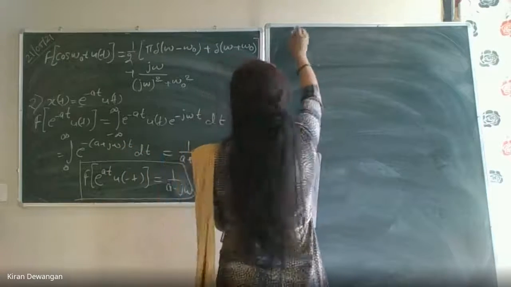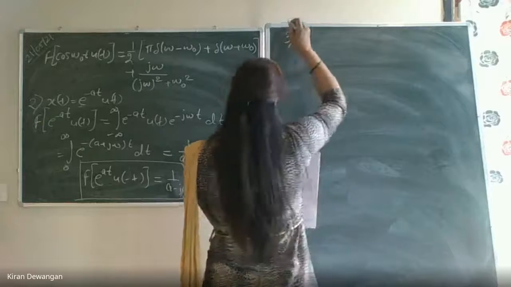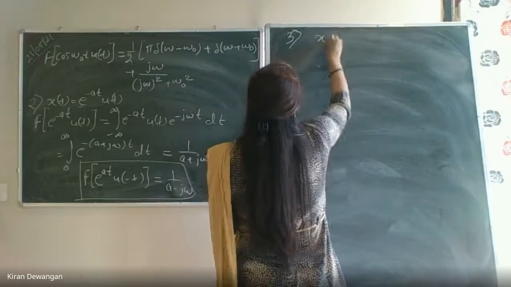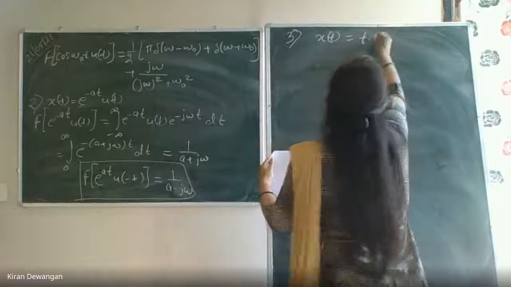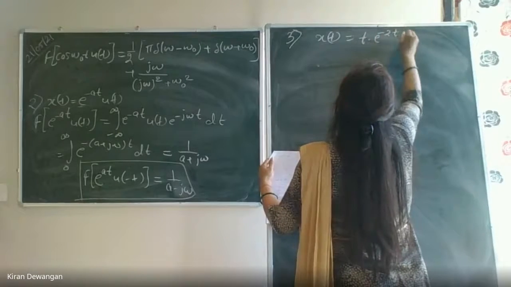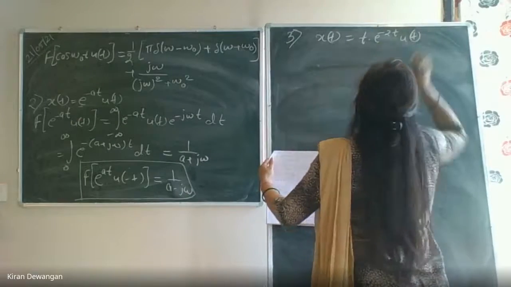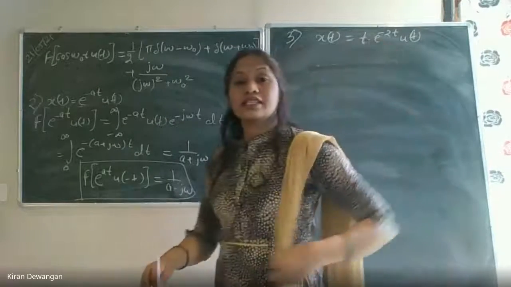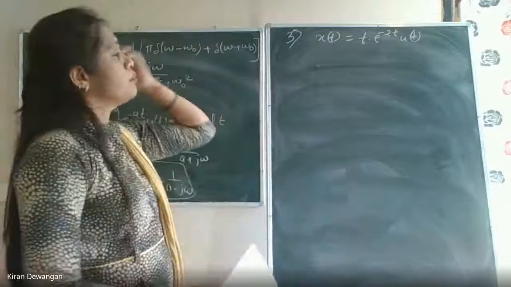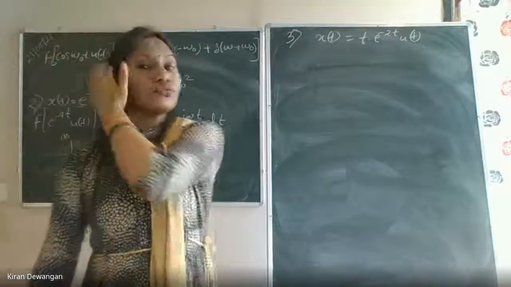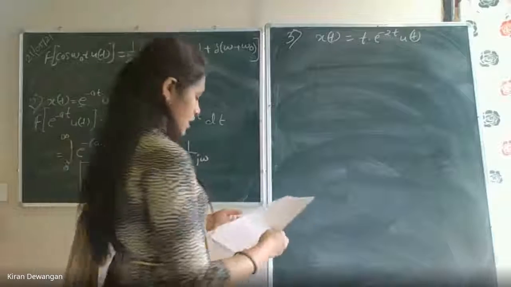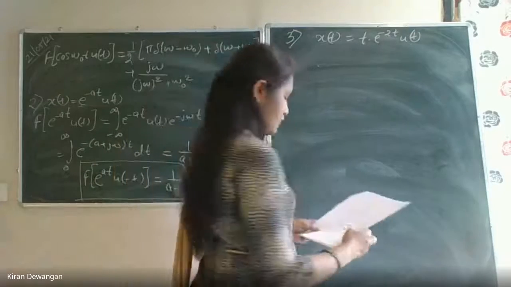Now, third one, right? If x(t) is t times e to the power minus 2t into u(t). If x(t) is t times e to the power minus 2t u(t), ठीक है? तो क्या होगा हमारा Fourier transform? In that case, how can we calculate the Fourier transform?